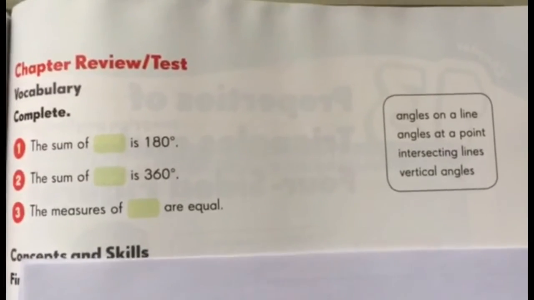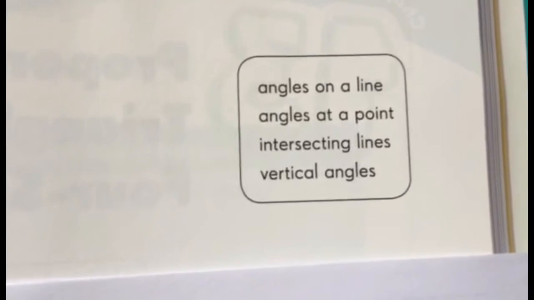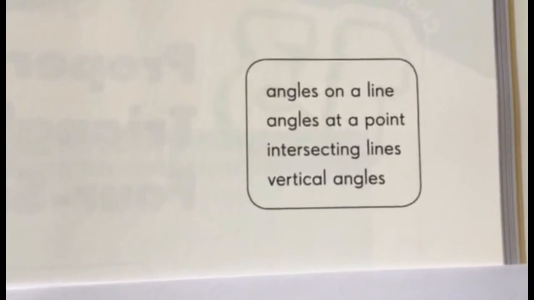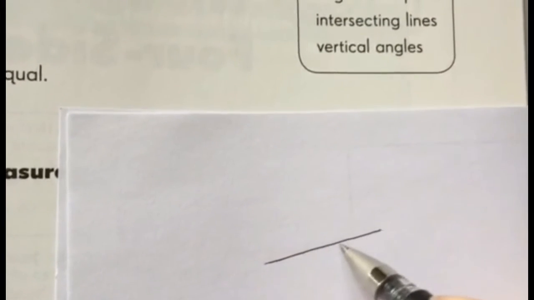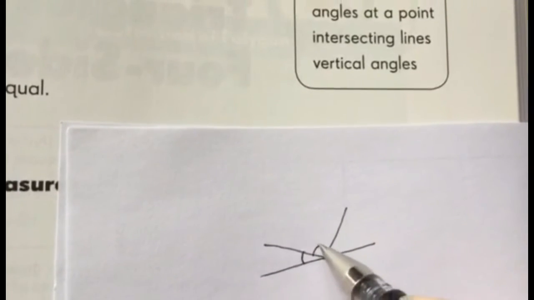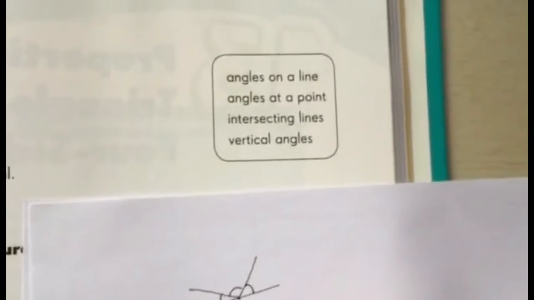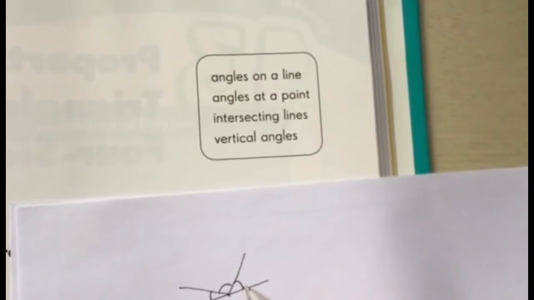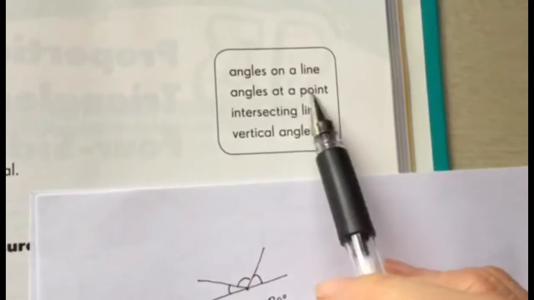For the chapter review, I want to review these vocabulary with you, although I think most of you understand these words perfectly. Just in case, angles on a line. These are angles on a line. There can be 3 angles, there can be 2 angles or more angles. The sum of these angles is 180 degrees.